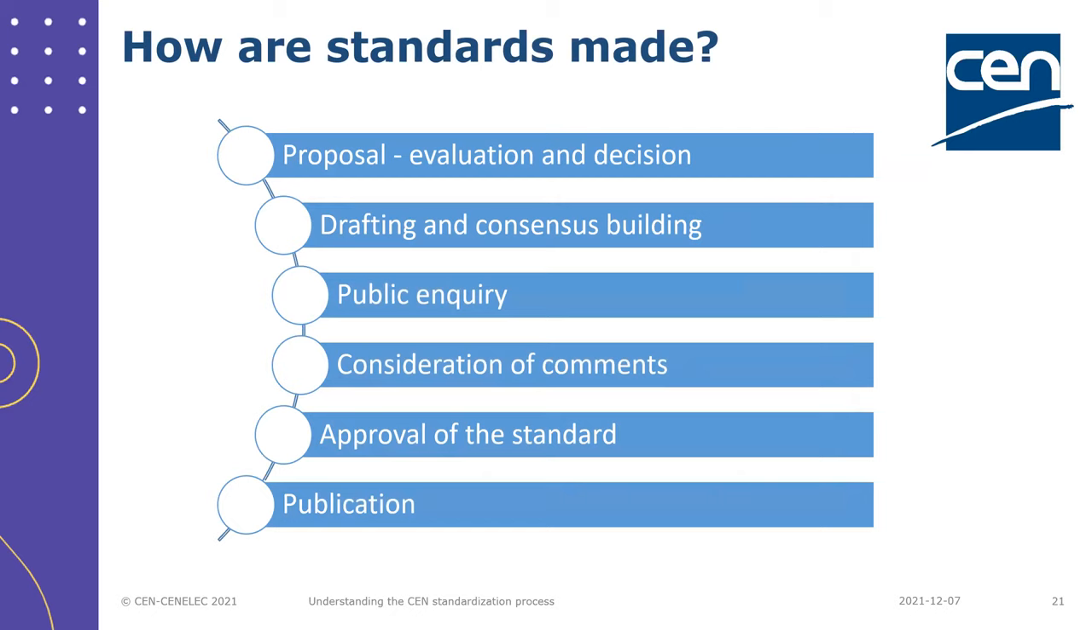On this slide, you have the different steps for the development of standards. The first one is, of course, there should be a proposal that must be assessed and then decided upon by the technical committee. Then we are in the stage of drafting the standard by the TC experts and the stage of building consensus. When this is done, the standard can be submitted to a public inquiry. After the closure of the inquiry, we are in the stage of consideration of the comments received during the inquiry. After that, the document can be submitted to a formal vote for the approval of the standard. And then at the end, we have the stage of finalization or publication of the standard.